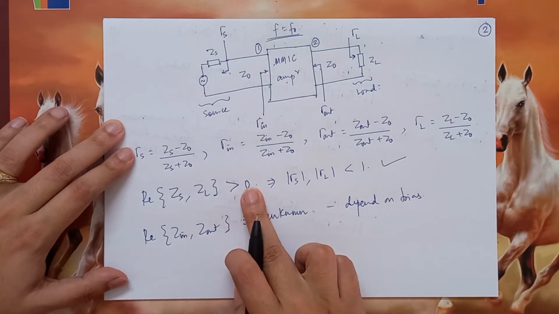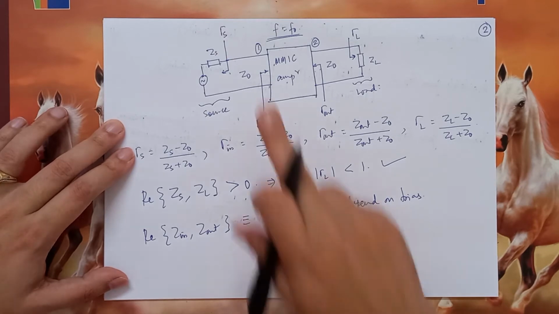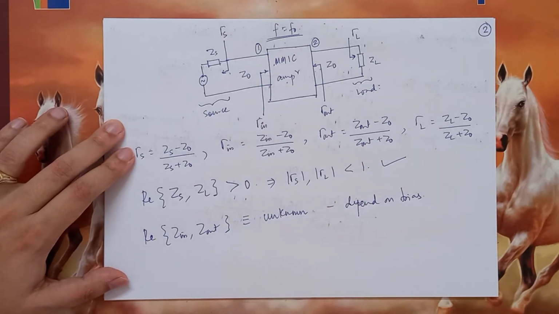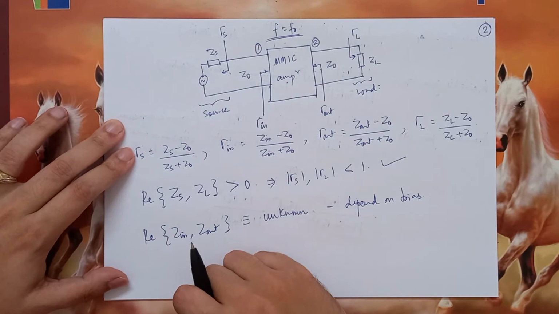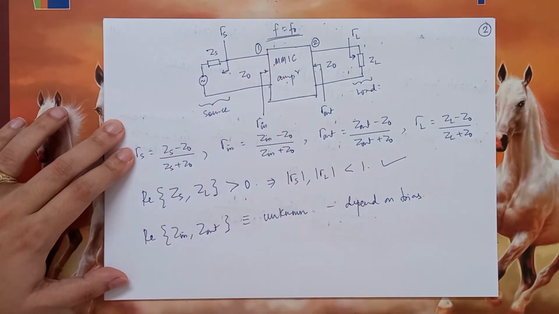They can have positive resistance, they can even have negative resistance. Now, in case they have negative resistance, what's going to happen? The magnitude of gamma in and gamma out will start getting more than 1. So whatever power I am sending over here, more power is coming back. And that is something that we don't want.